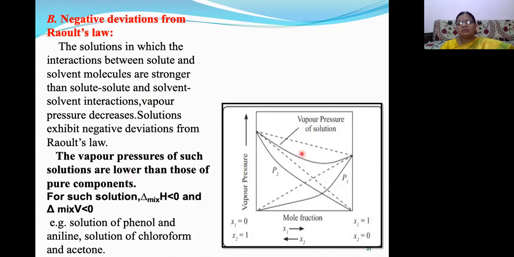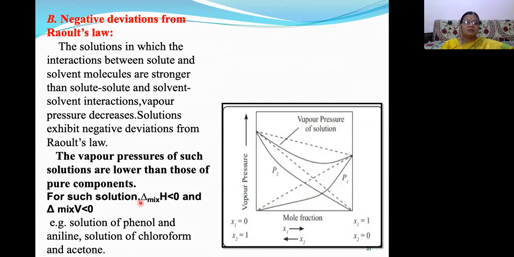Now you can observe this with the help of this graph. Here, this is the negative deviation shown by the lower curve. Here it lies below this dotted line. Here also, this curve shows the negative deviation from Raoult's law. Here also, negative deviation from Raoult's law.